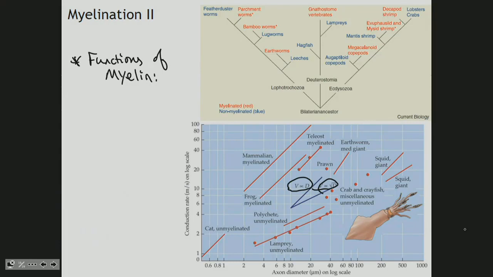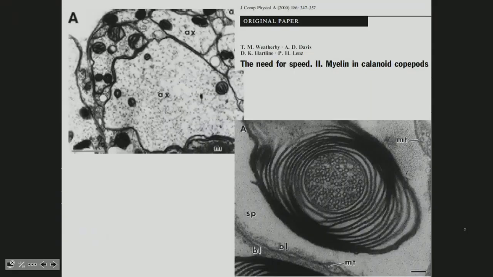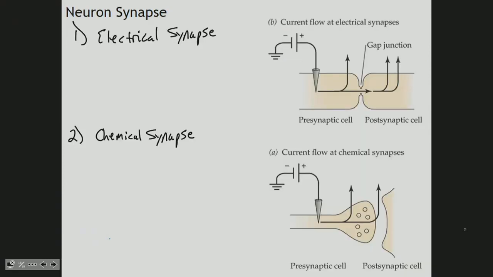If you see who has a really big, fast axon, it's the squid giant axon. These are non-myelinated. If you see who has really big and still fairly slow, it's a lamprey unmyelinated. So you're going to see unmyelinated ones generally having slower conduction velocities, myelinated ones faster conduction velocities, and they can also be smaller. That's just an example of the copepod. We'll skip that.